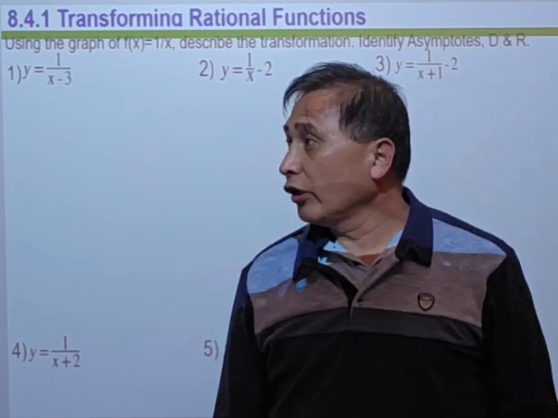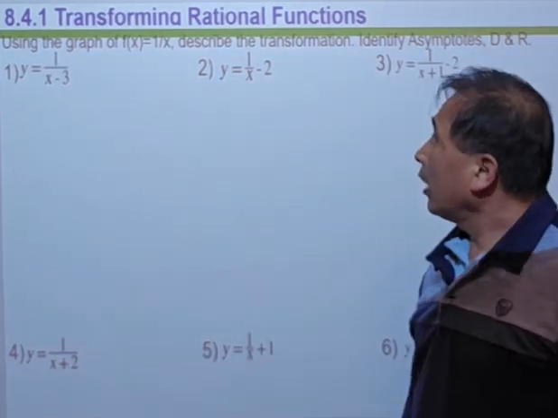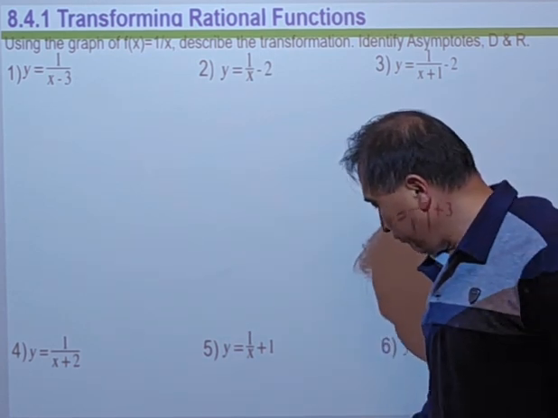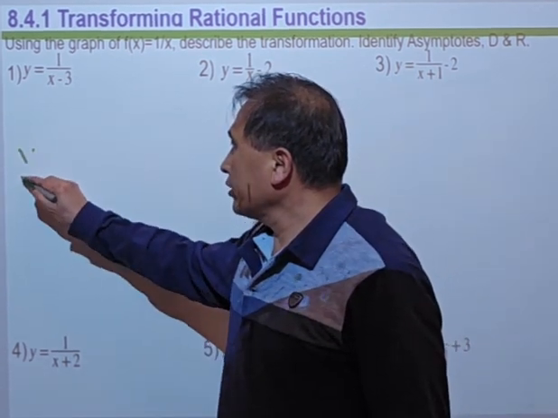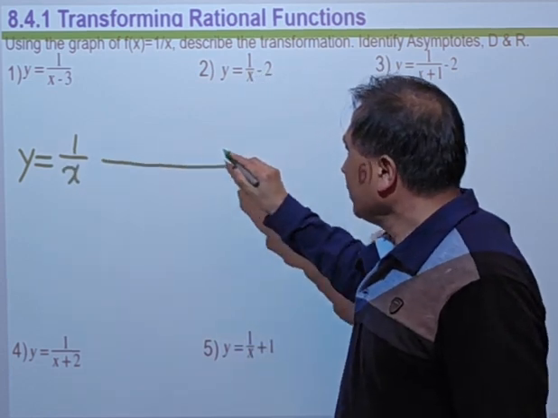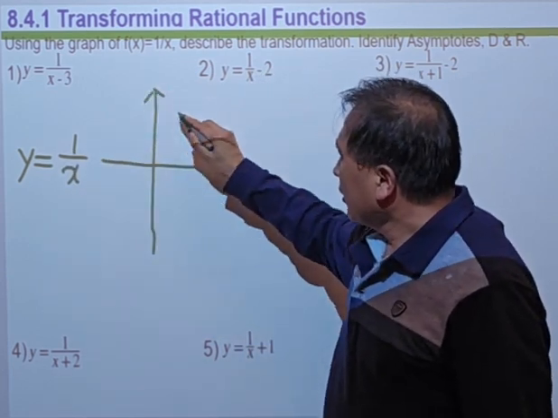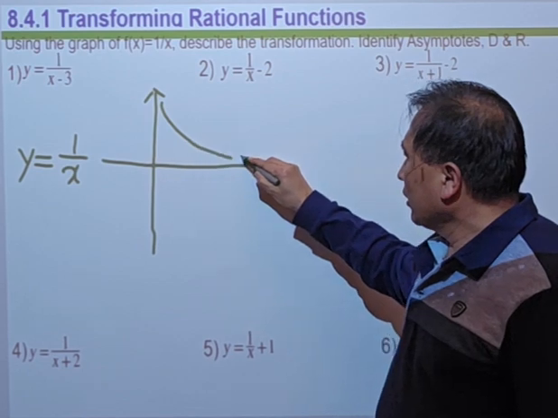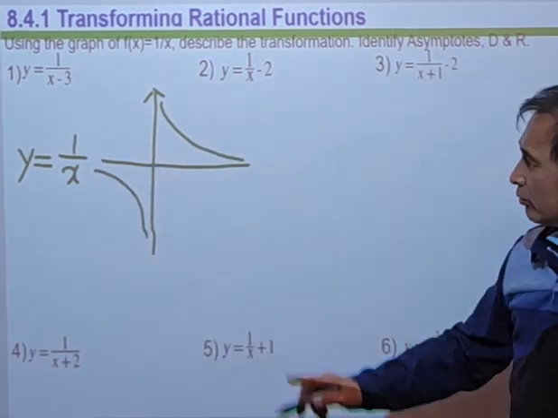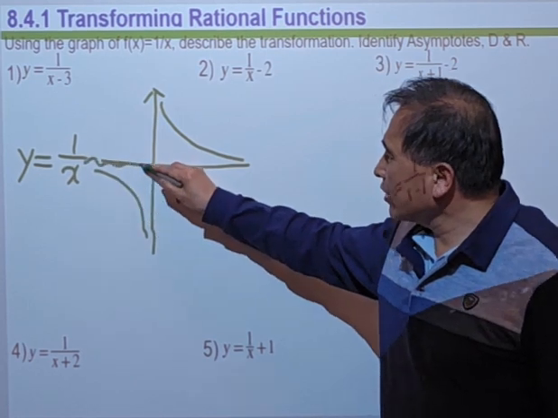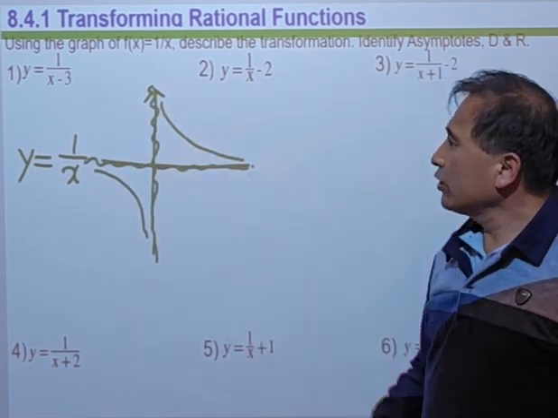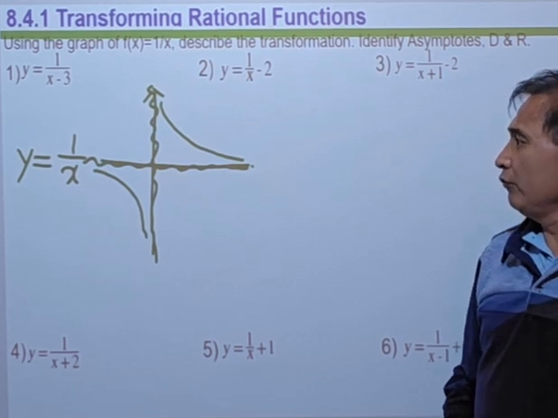Hi, today we are going to learn how to graph rational functions. The rational parent function is y equals 1 over x. This graph looks like that and like that all the time. This is the horizontal asymptote, and this is the vertical asymptote. So we need to find the asymptotes first.